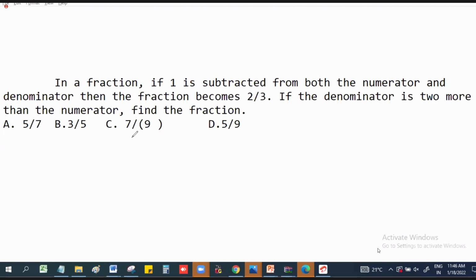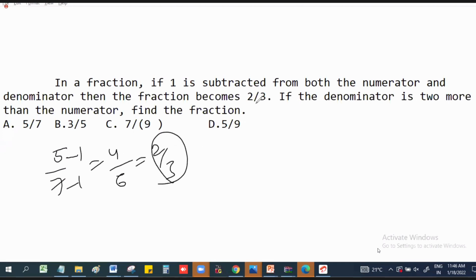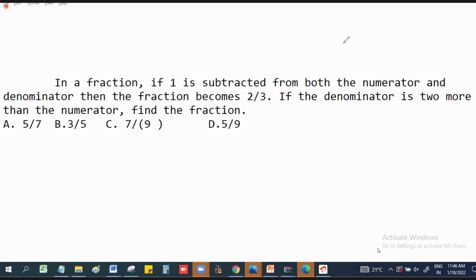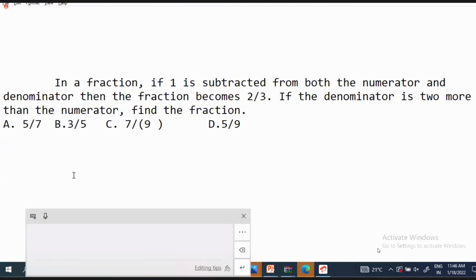Very good. Which option is right? First option is right. 5 by 7, minus 1, will become 4 by 6. That is nothing but 2 by 3. Do you have 2 by 3 here? Yes. Is the denominator 2 more than the numerator? Yes. Then which option is right? Option 1 is the correct answer.